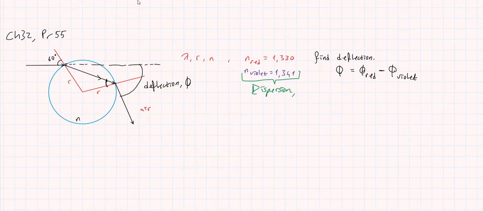So I will say in here, in air, which is 1, sine 60 will be equal to the raindrop's refractive index times sine, let's say this is theta 1.